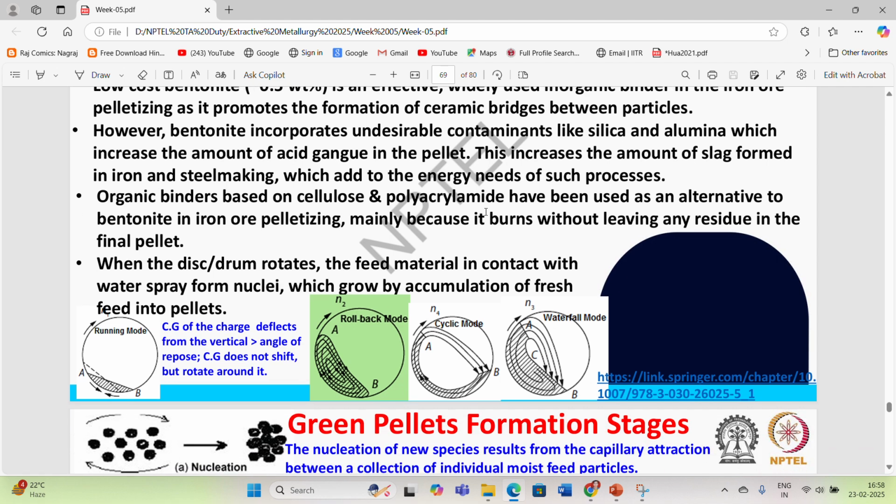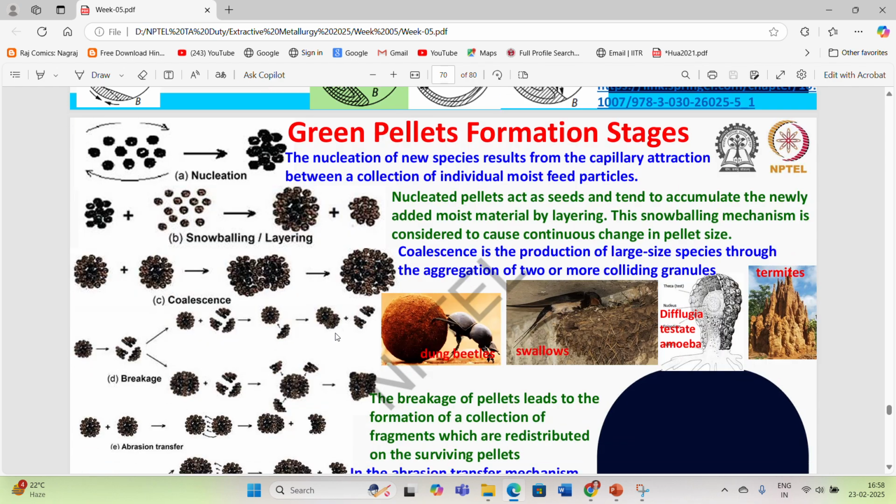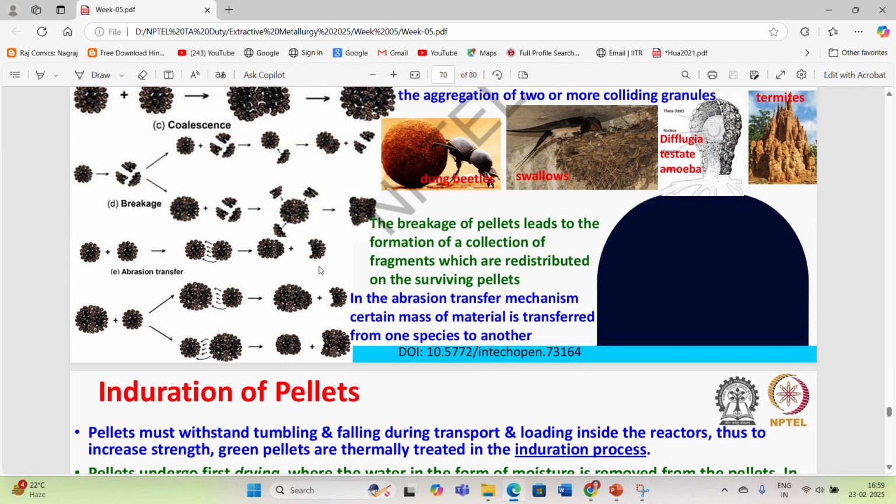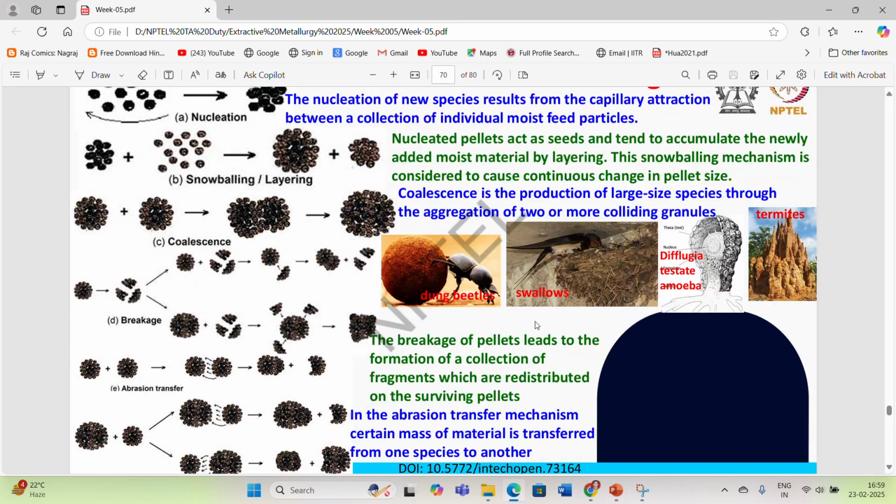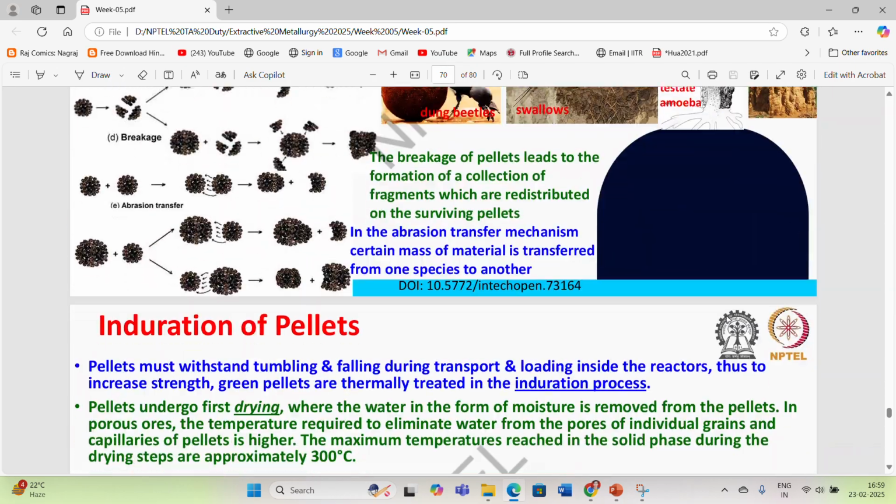And when the disc or drum rotates, the feed material in contact with water spray forms nuclei, which grow by accumulation of fresh feed into pellets. So, in the green pellet formation stage, first there is nucleation, then snowballing or layering, then coalescence, and then again breakage, and again coalescence, and so it forms a pellet.